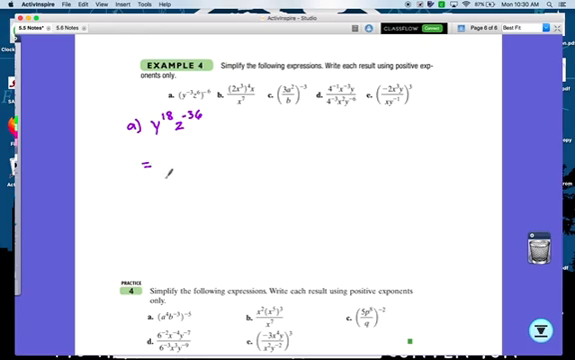All right, and then I'm going to flip. The 18th stays on top because it's positive, and the z to the 36 moves to the bottom because it's negative. All right, there you go.